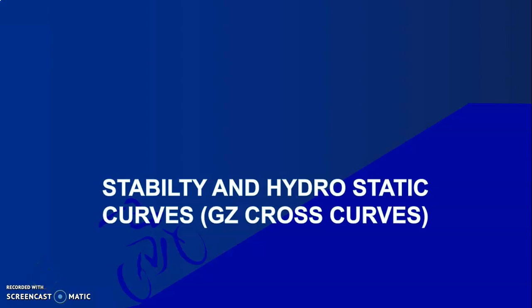Okay, this is our topic, the GC curves, cross curve stability, or stability and hydrostatic curves under the trim and stability. These are a set of curves from which the righting lever about an assumed center of gravity, at any angle of heel and at any particular displacement, may be found by inspection. So how do we read it here?